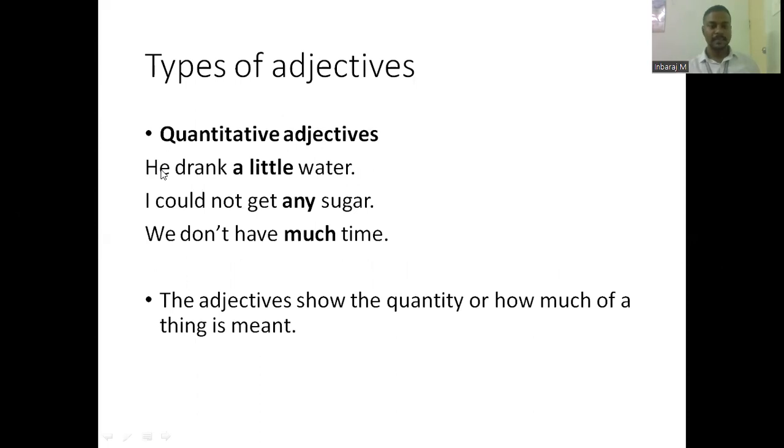Look at the examples. He drank a little water. So here in this sentence we find how much water is drunk by him. I could not get any sugar. We don't have much time. So a little, any, much, all these are called quantitative adjectives because they show a certain quantity or how much of a thing is meant in the sentence.